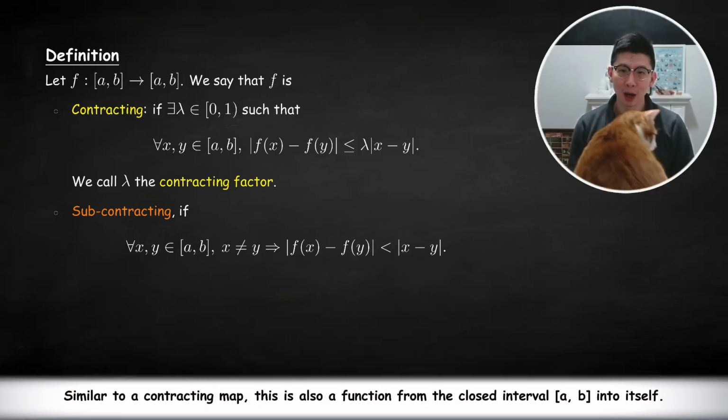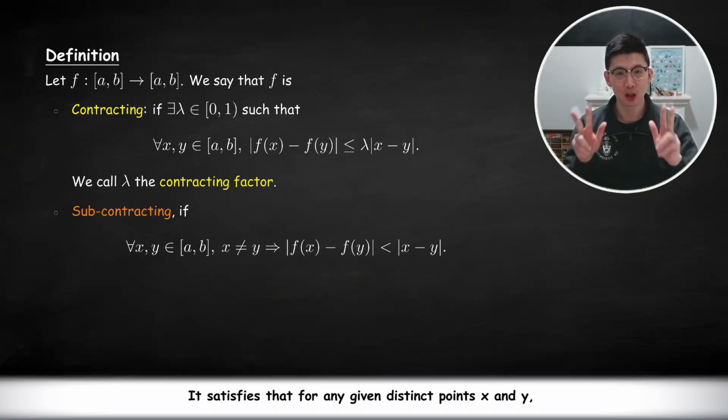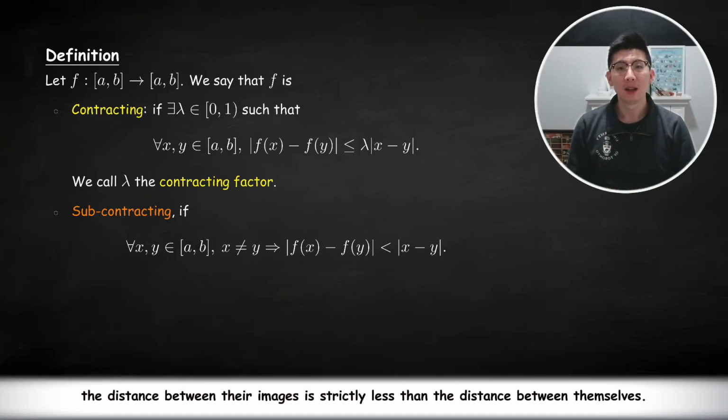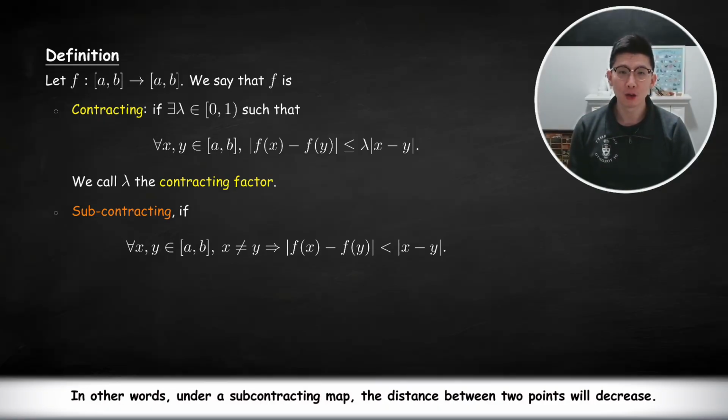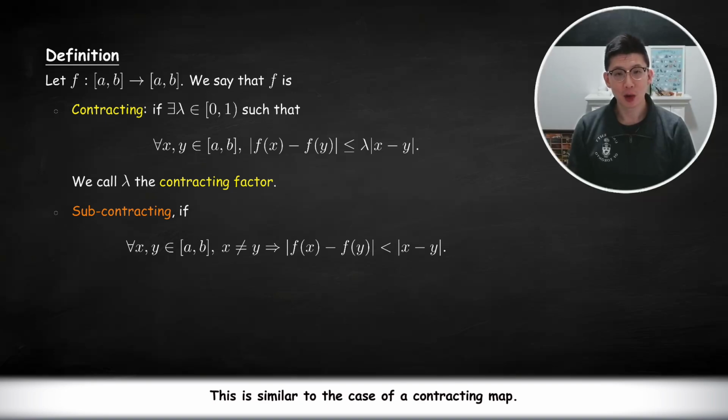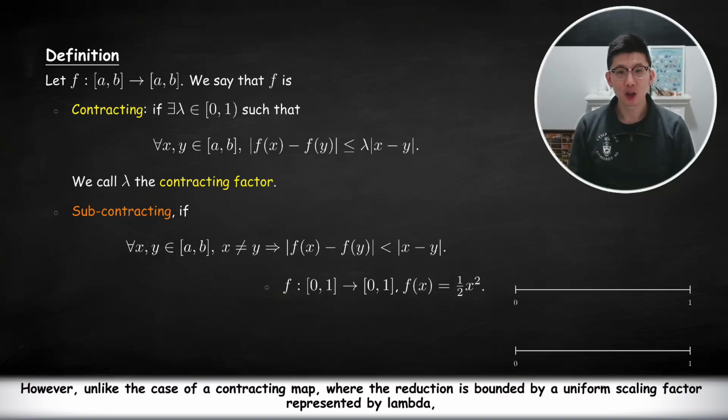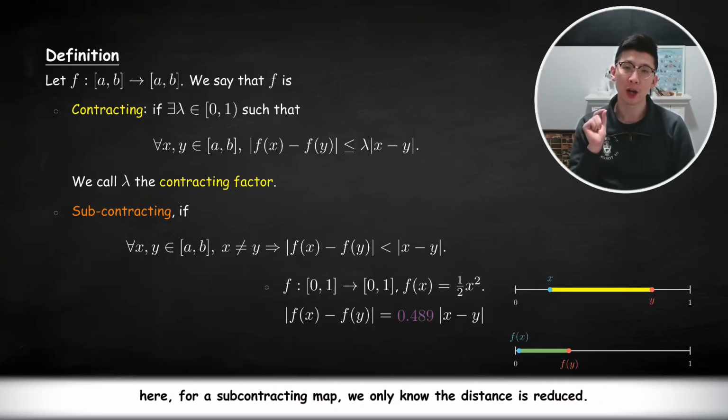Similar to a contracting map, this is also a function from the closed interval AB into itself. It satisfies that for any given distinct points x and y, the distance between their images is strictly less than the distance between themselves. In other words, under a subcontracting map, the distance between 2 points will decrease. This is similar to the case of a contracting map. However, unlike the case of a contracting map, where the reduction is bounded by a uniform scaling factor represented by lambda, here, for a subcontracting map, we only know the distance is reduced.